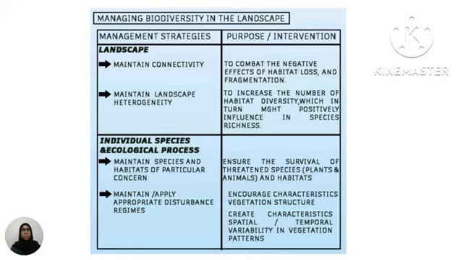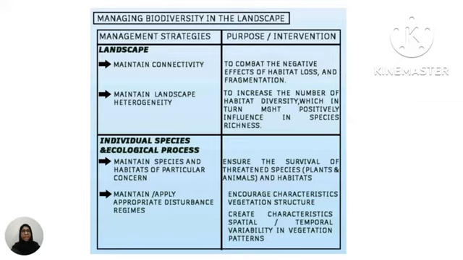There are two approaches that have been used in management strategies to cope with the sea level rise issue, which are the landscape view and the individual species and ecological process view. As for the landscape, we need to maintain connectivity. The purpose of doing so is to combat the negative effect of habitat loss and fragmentation.